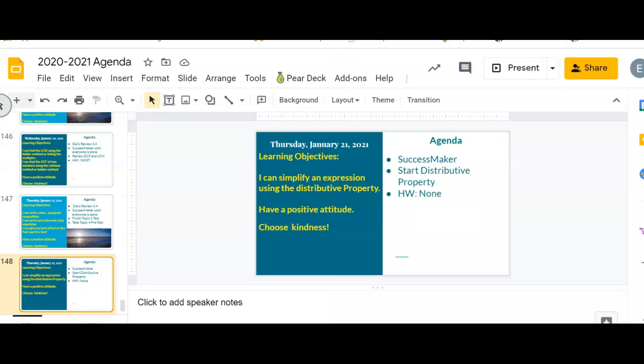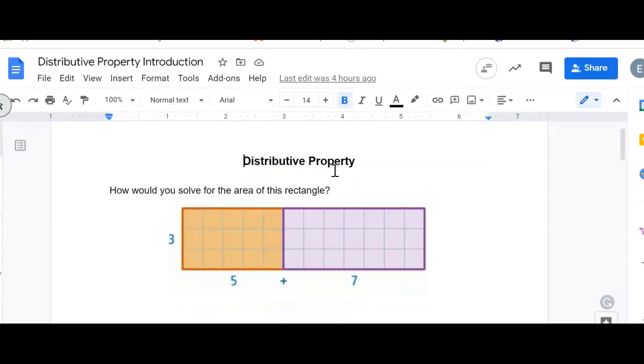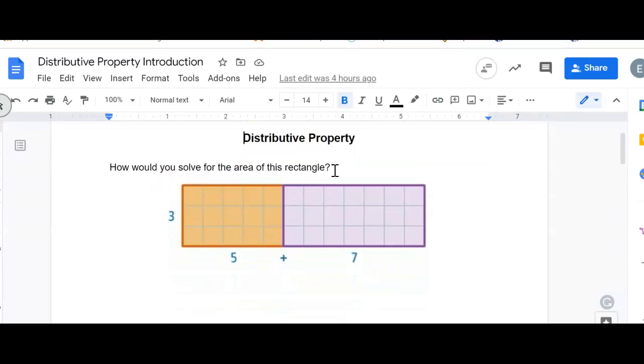Let's look at our guided notes. It says, first one, there's this model, and it says, how would you solve for the area of this rectangle? You had 5 plus 7 multiplied by 3.